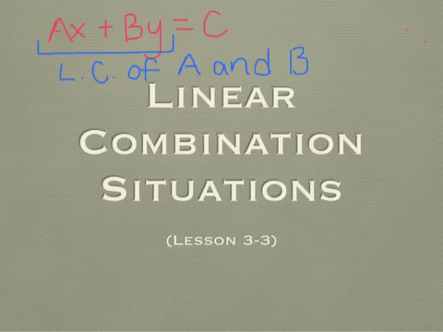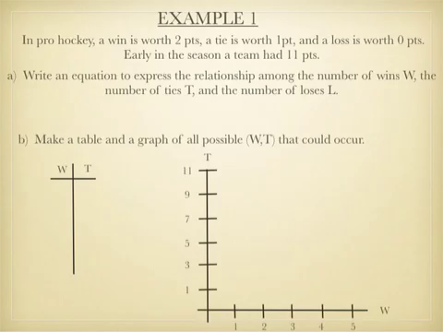It doesn't look like the y equals mx plus b that you're used to, but it still is two variables with no exponents in separate terms. An example of one of these. In pro hockey, a win is worth 2 points, a tie is worth 1 point, a loss is worth 0. Early in the season, the team has 11 points.